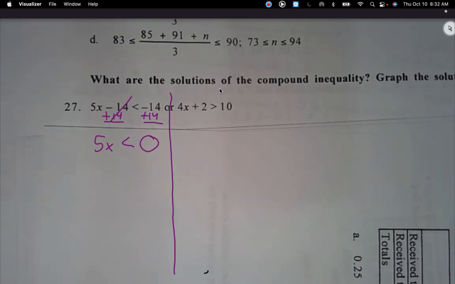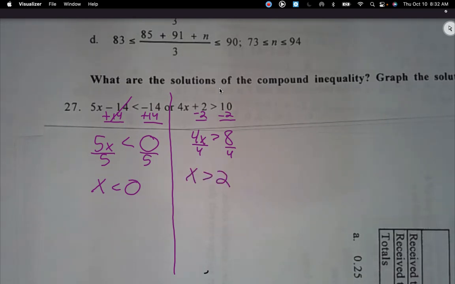Is everybody okay with that? It is okay to get 0. 0 is a number. All right. Then what do we do? Divide by 5. And so x is less than 0. That's our first answer. Then what do we have to do? Go over here to this one and solve this one. So I'm going to subtract 2 from both sides. And I get 8. Then what? Divide by 4. And I get x is greater than 2.